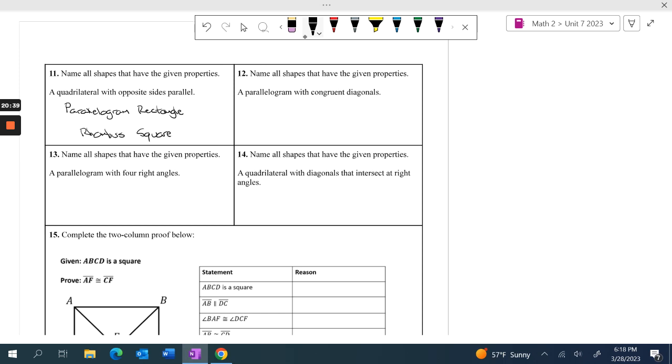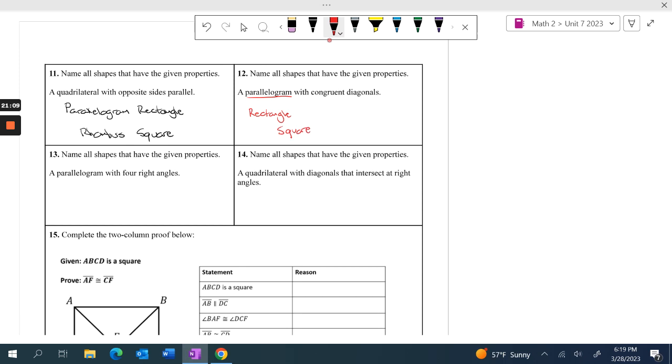Number 12. Name all shapes that have the given properties. A parallelogram with congruent diagonals. So notice this is saying it has to be a parallelogram. So you can only choose from the shapes that are parallelograms. And from those shapes, which of those shapes have congruent diagonals? There's two of them, a rectangle and a square. Okay, so that would be 12.